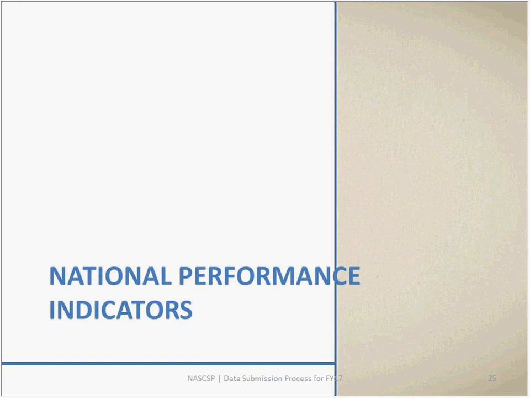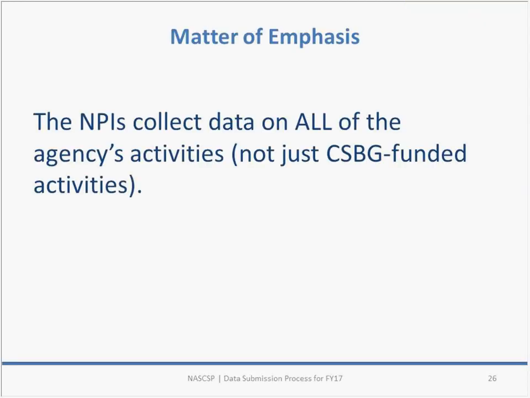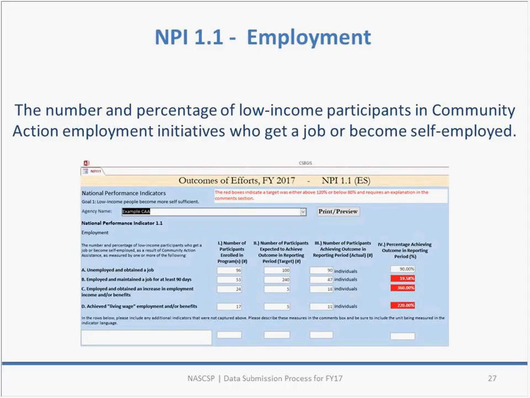Move along to the national performance indicators. So NPIs collect data on all of the agency's activities, not just CSBG funded activities, and that is true for all parts of the CSBG IS report. NPI 1.1 reports information on the number and percentage of low-income participants in community action employment initiatives who get a job or become self-employed. Please note the additional data diagnostics that are shown in red here.